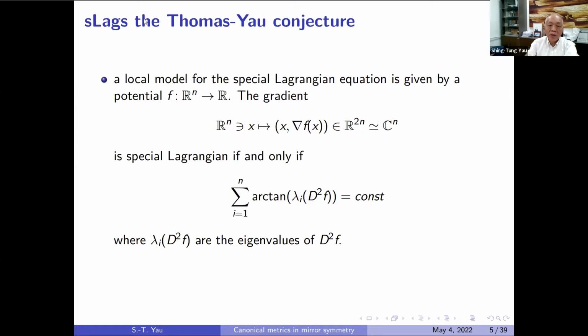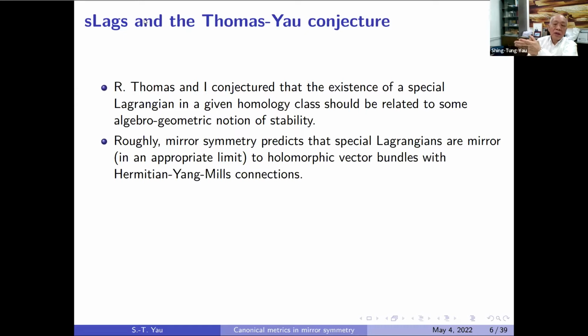This model is very important because it motivates our writing of the deformed Hermitian-Yang-Mills equation. This is a fully nonlinear elliptic partial differential equation for the potential f, and it is an interesting equation, not easy to solve. Now Richard Thomas, about 20 years ago, maybe 22 years ago, and I worked together when he came to Harvard as my postdoc. We conjectured the existence of special Lagrangians in a given homology class in the Calabi-Yau manifold. It should be related to some kind of algebraic geometric notion of stability. We wrote down some conjectures about 22 years ago, and the conjecture is still unsolved and still very interesting, I think.